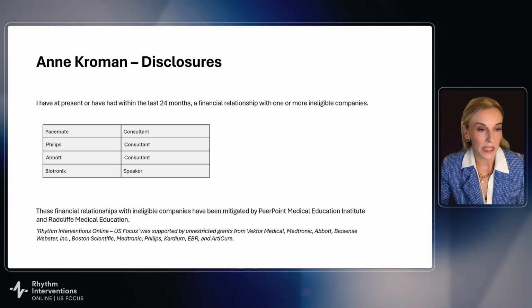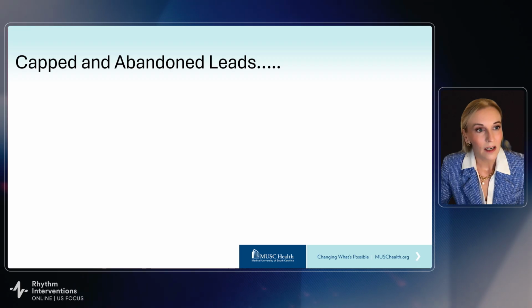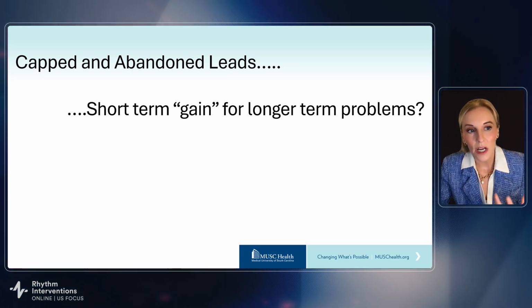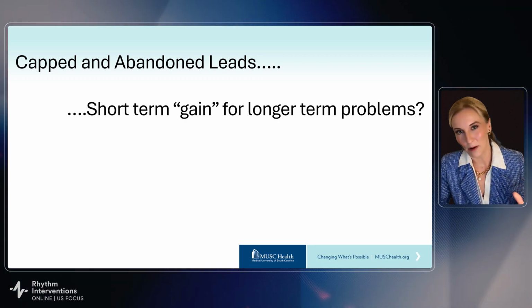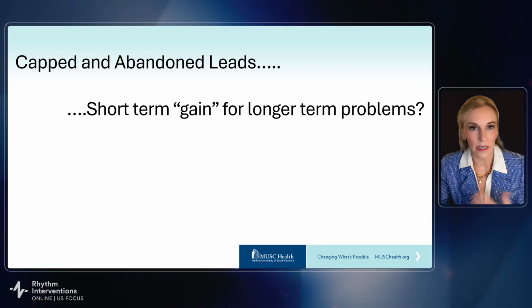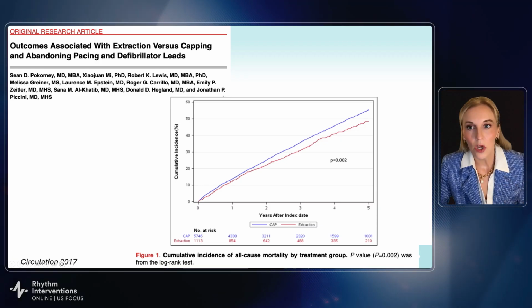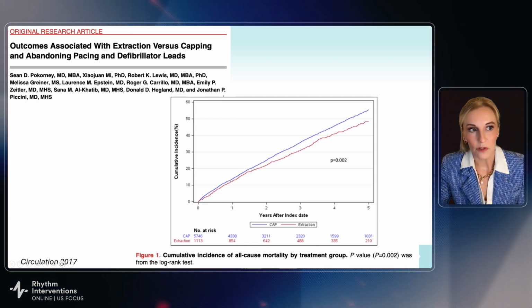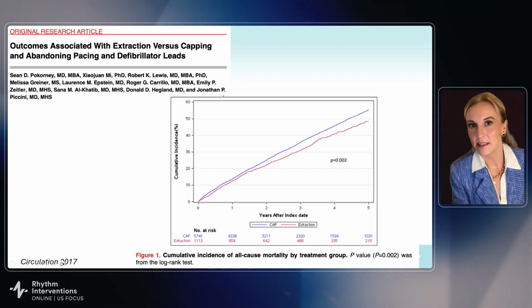These are my disclosures, none of which are relevant to our discussions today. When we think about capped and abandoned leads, is it really a problem that we're trading off a short term gain? Meaning it's easier just to say, I'm going to just leave that pacer lead alone and upgrade the patient to an ICD, and we're just not going to worry about it. Are we really trading these short term gains for longer term problems overall? So we really want to look at the clinical downstream of what happens when we have abandoned leads. And it is not as benign as it tends to seem.